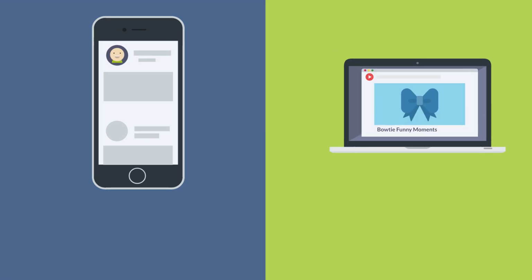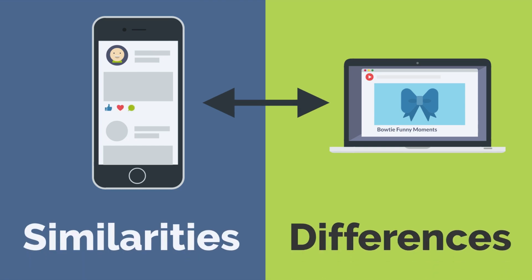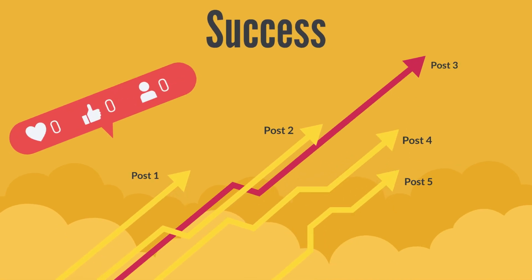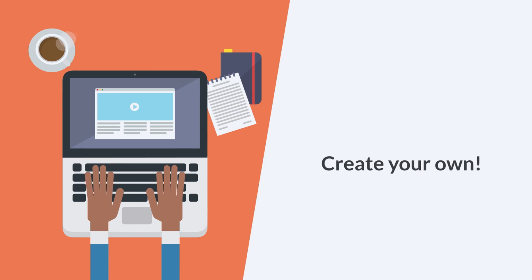You can also use the journal to draw connections between the posts. What similarities and differences do you notice? What do you think makes any of the posts successful and why? Once you've explored others' posts, create your own.